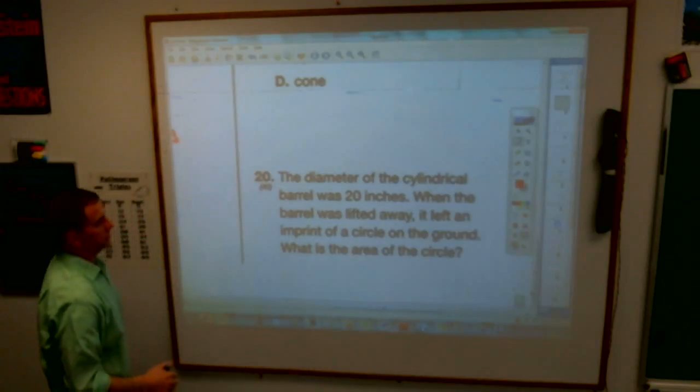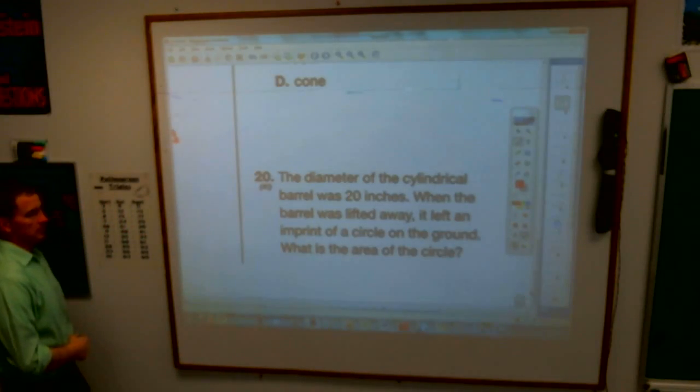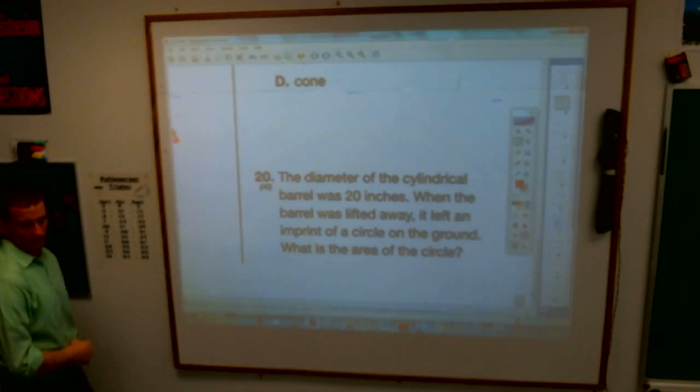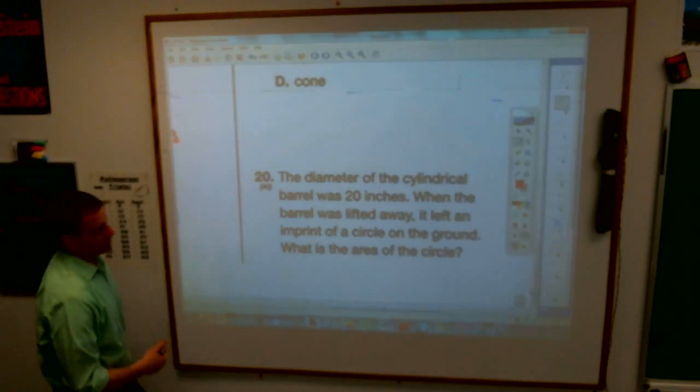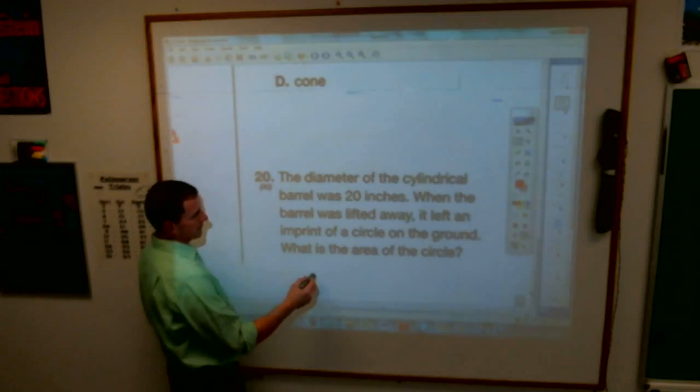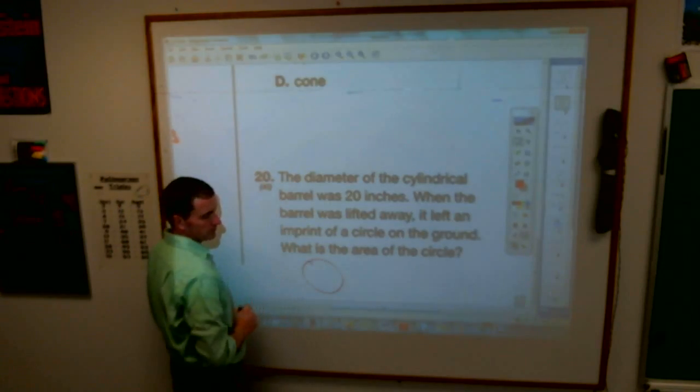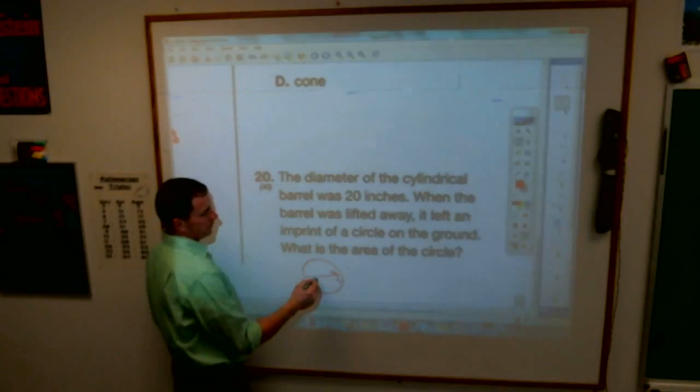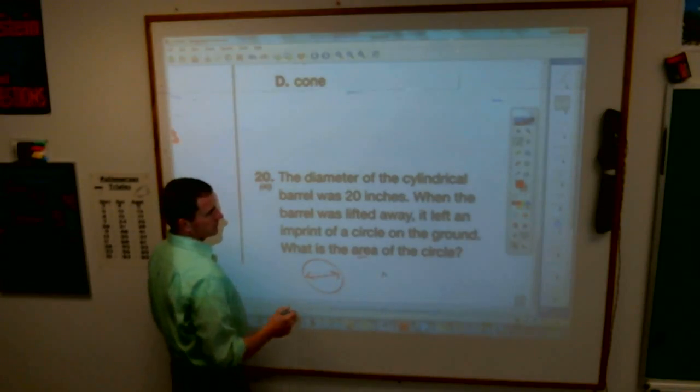The diameter of a cylindrical barrel was 20 inches. When the barrel was lifted away, it left an imprint of a circle. We want to know the area of the circle. Did you write down the formula for the area of the circle? Did you draw the circle? What was the diameter of your circle? 20. What was the formula for the area of your circle?